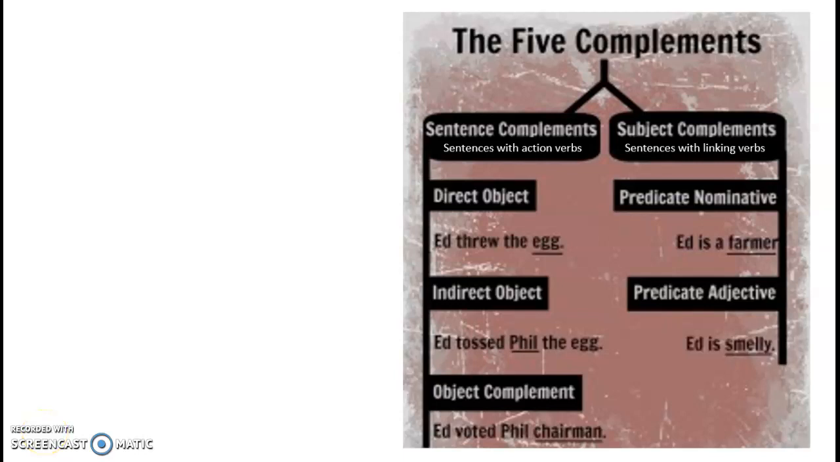I'm going to continue explaining more elements of syntax. We already know what a sentence is, and what a subject and a verb are. But let's talk about the five complements of sentences. Let's divide them into two big categories: the sentence complements that are related to action verbs, and the subject complements that are related to linking verbs.